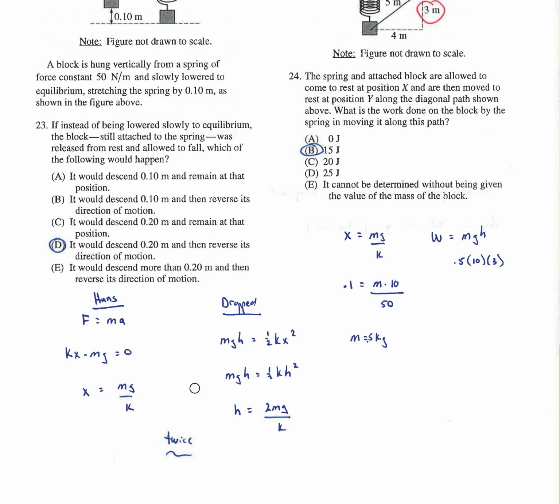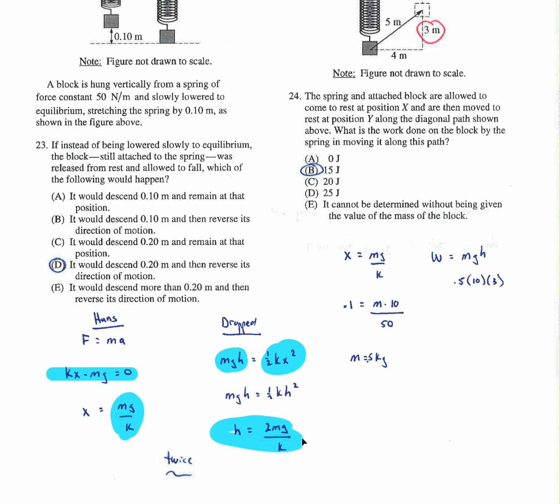Okay, this is kind of comparing, and this is something we have discussed, hanging something versus dropping something. We have decided that when you hang something, it's in equilibrium, which means that kx equals mg, and where it would hang would be mg over k. If you drop it, it's an energy thing. You're like, well, mgh would then go to elastic energy of 1/2 kx squared, and you figure out the height it would fall would be 2mg over k. And you can see that the height it would fall is double that distance.